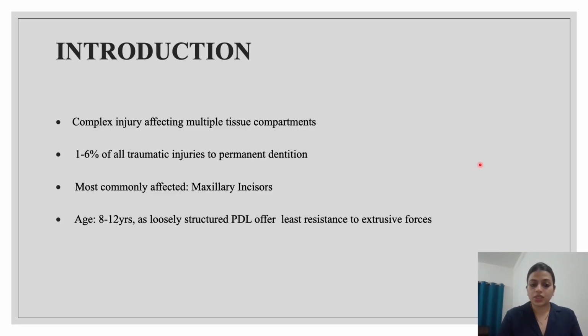It's a complex injury that affects multiple tissue compartments, so not just the tooth, but the periodontal ligament, and sometimes the alveolar socket is also affected, so it might hamper other tissues as well. It accounts for 1 to 6% of all the traumatic injuries which occur in the permanent dentition. The most commonly affected teeth obviously are the maxillary incisors, and the age group in which it usually occurs is 8 to 12 years of age. Reason being, the periodontal ligament is loosely structured and offers very less resistance to extrusive forces.